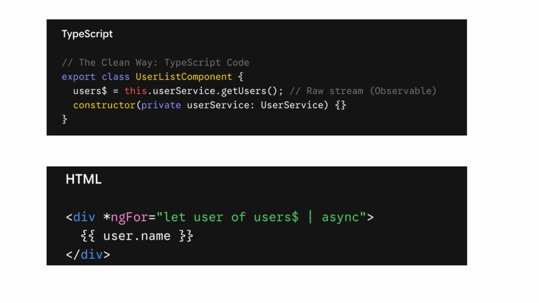Okay, so now let's see how this works. Instead of subscribing in TypeScript, we simply store the observable. Notice we are not calling dot subscribe. Then inside HTML we just use the async pipe. That's all. The code becomes much cleaner.